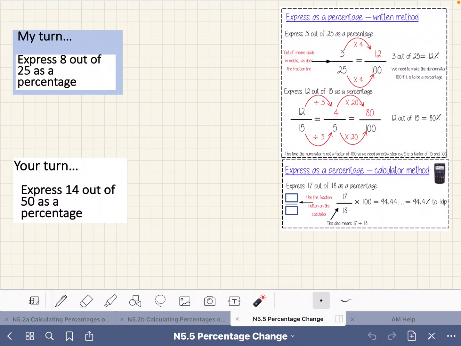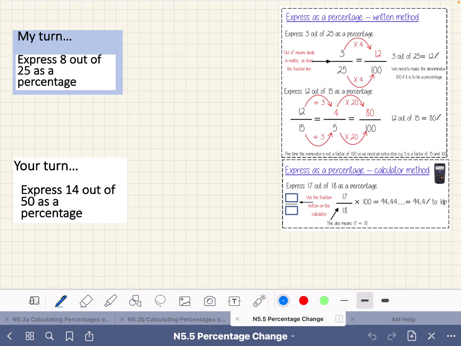In this question, my turn is to express 8 out of 25 as a percentage. We're first going to look at the written method to do this calculation. It is worth bearing in mind in an exam you could be asked to do a written method or a calculator method depending on what unit it shows up on.